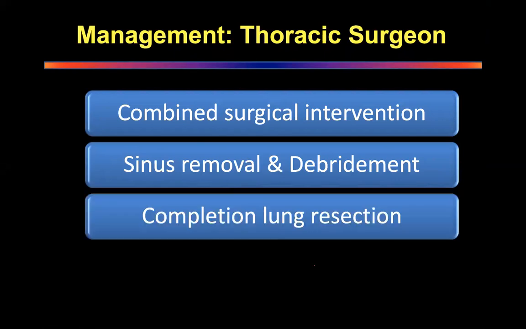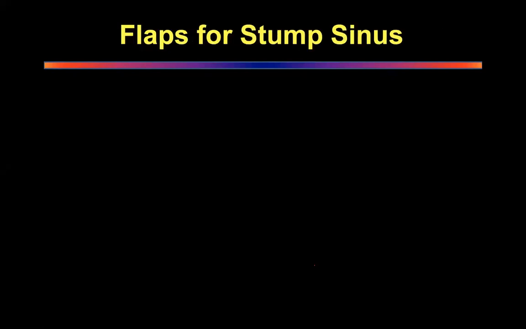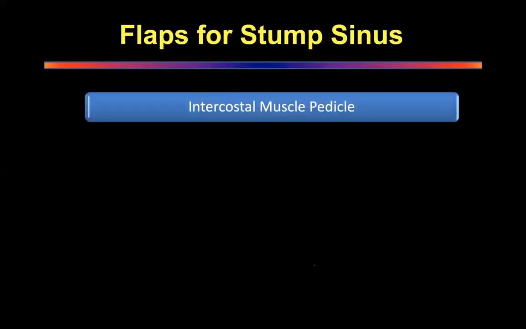I want to close the bronchus on table. And then if needed, I might complete the lung resection, whatever is left behind. And most important is to close the stump properly and put a muscle flap onto it. And then my plastic surgeon colleagues will get in.